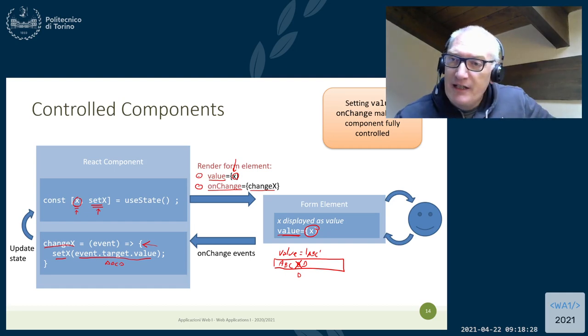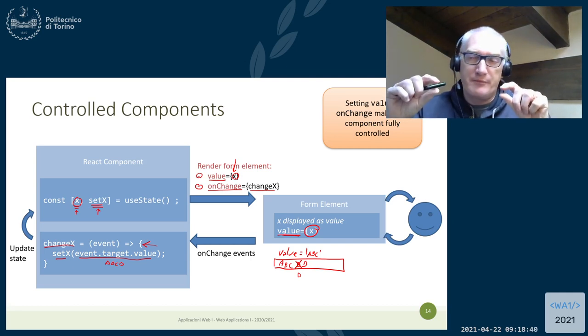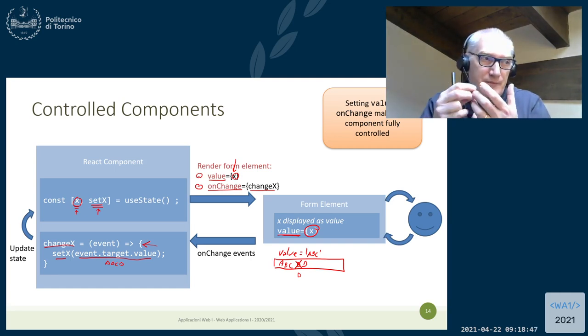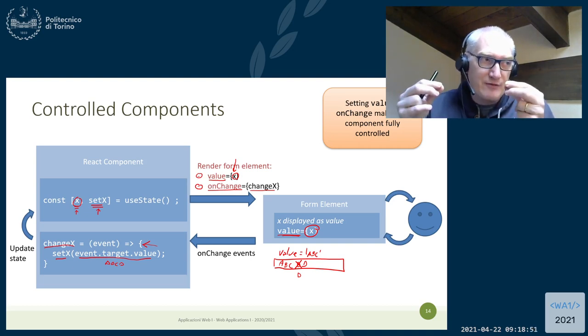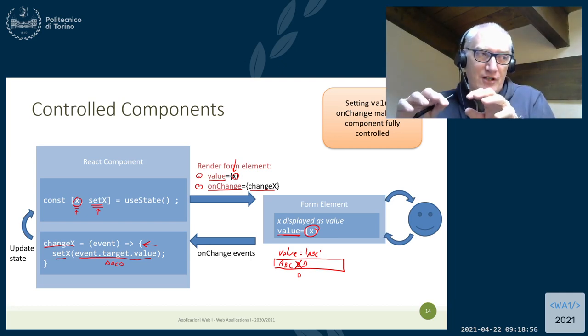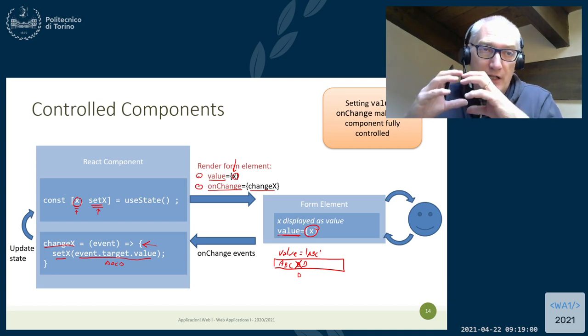Giuseppe is asking, what does value equal to x do? The value is the attribute of the form element that determines the current content of the input. So if an input element contains ABC, it means that the attribute of the element in the DOM that represents the content is value. So every time we change value, the content changes. Every time we change the content, value changes. This is the normal behavior at the DOM level.